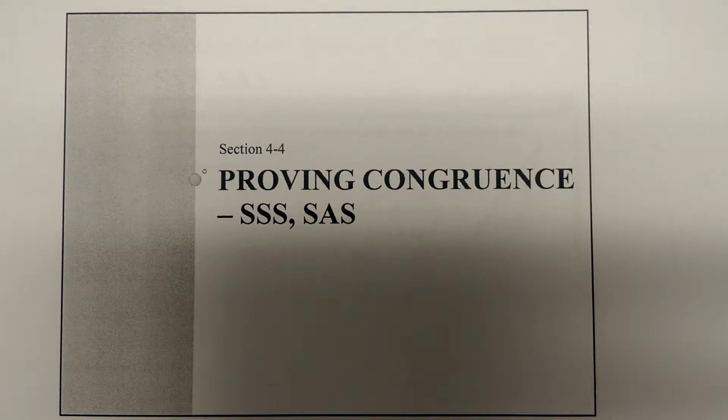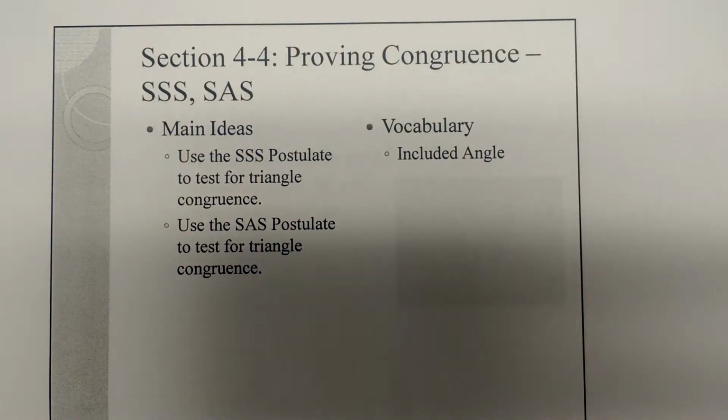Alright, here we have the notes for section 4.4, which deals with proving congruence in triangles, dealing with SSS, which is side, side, side, and SAS, side, angle, side. So, main ideas: use the side, side, side postulate and the side, angle, side, and their new vocab, the included angle.